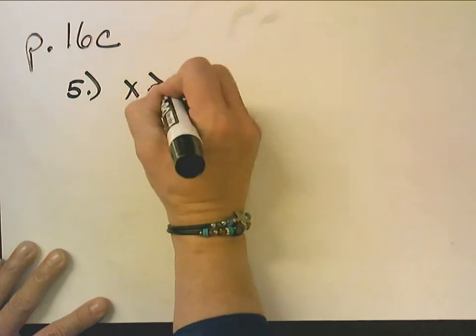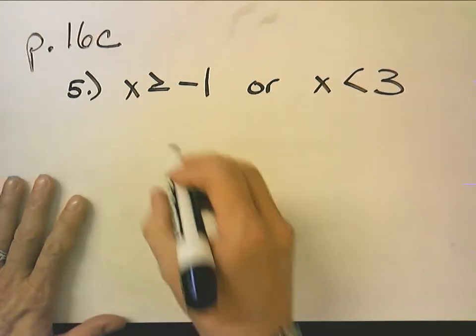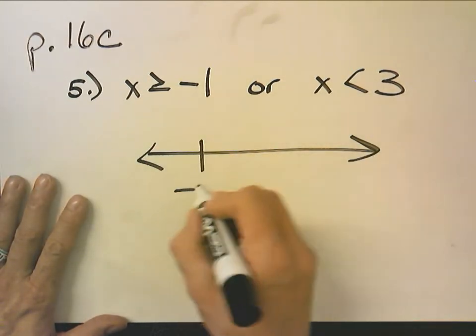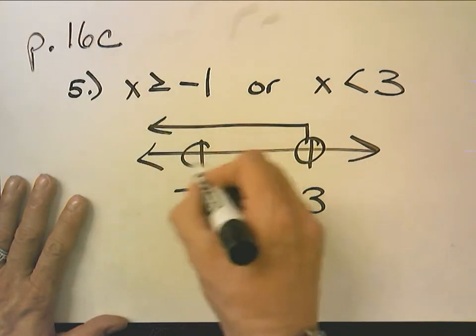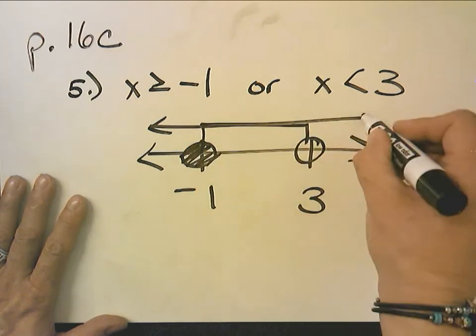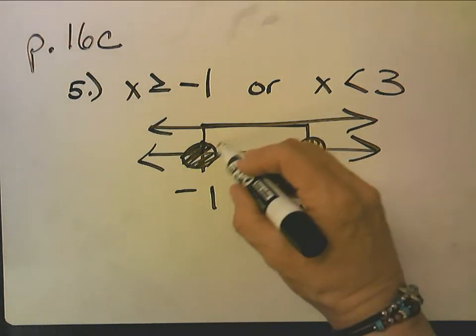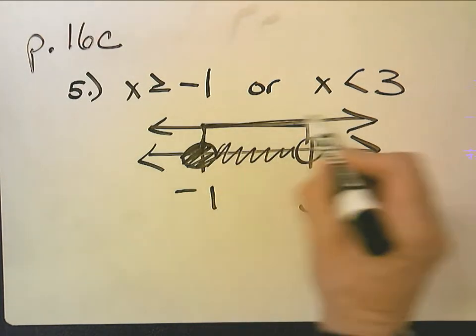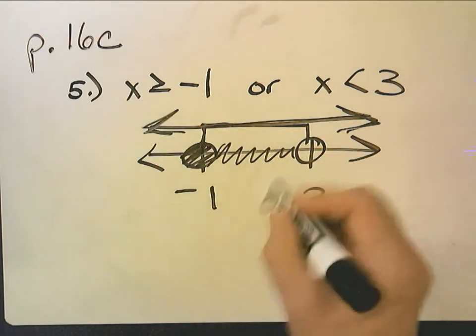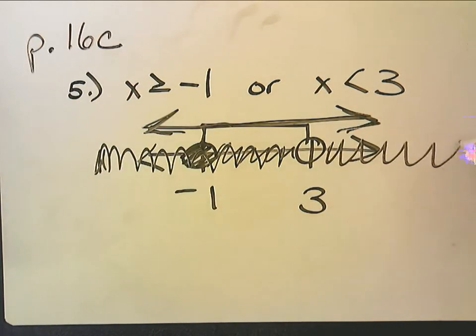Okay, now number 5. X is greater than or equal to negative 1, or x is less than 3. So I put negative 1, I put 3. Less than 3 goes that way. Greater than or equal to negative 1 goes that way. Now, if this was and, we would just be looking where they overlapped. But it's not and, it's or. So anything that's on one has to be on the final. So that means we have to go all this way and all this way forever.